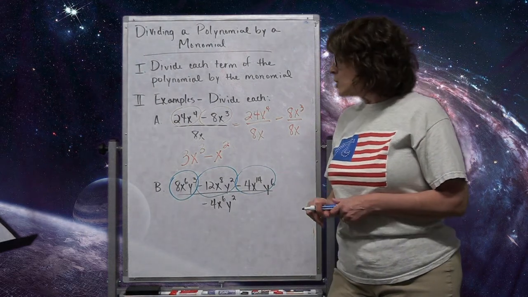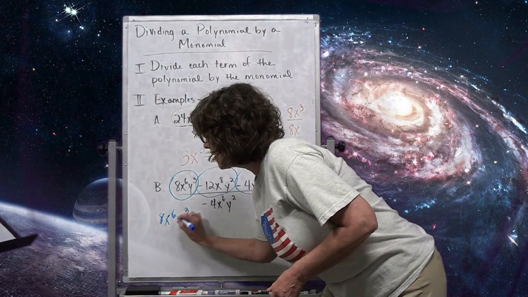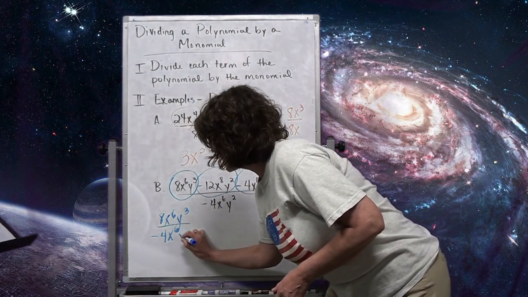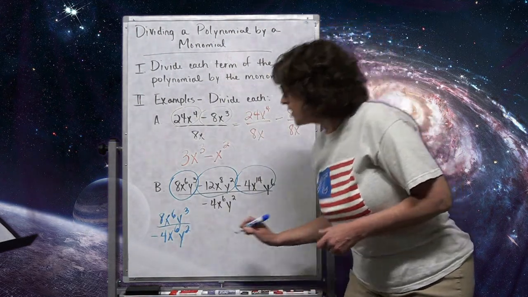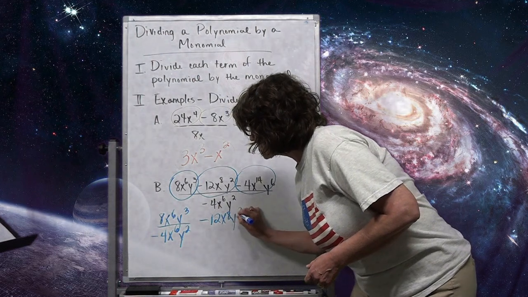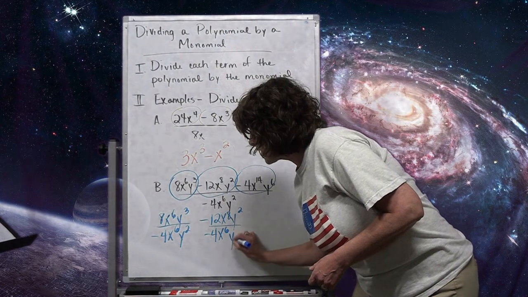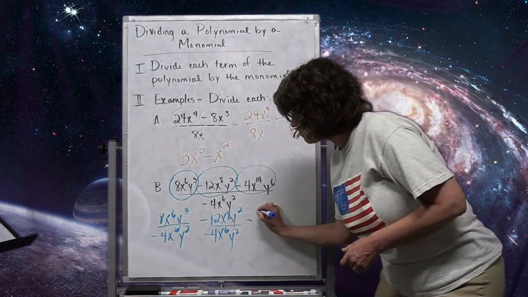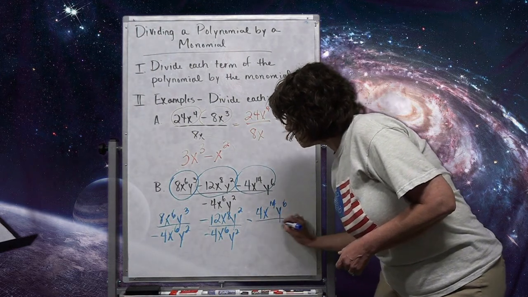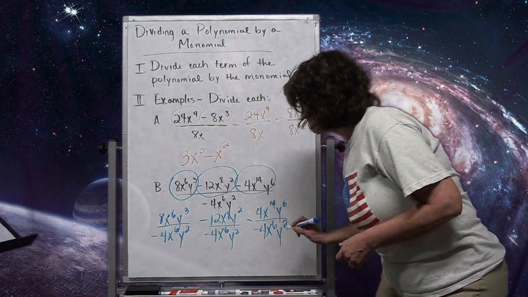Tri means 3. So I'm going to take that first term, my 8x to the 6, y to the 3rd, and divide it by that monomial in the denominator, negative 4x to the 6, y squared. Then I'm going to take my next term, my minus 12x to the 8th, y squared, and divide it by the monomial, negative 4x to the 6, y squared, and then take that last term, my negative 4x to the 14th, y to the 6, and divide it by that monomial, negative 4x to the 6, y squared.